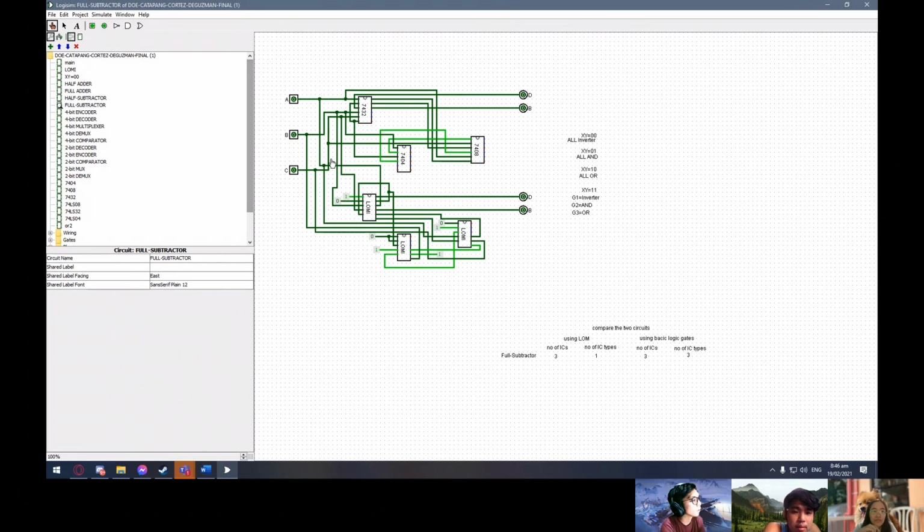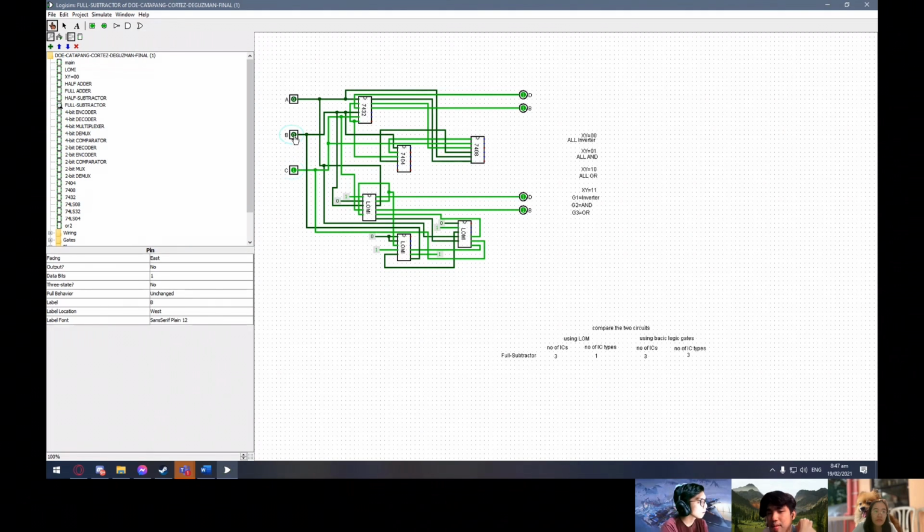For the full subtractor, it is a subtractor that has a lot of complex gates. By lighting one of the inputs, all of the outputs light up. For the B, one lights up, and for the C, all of them light up. But if we click all of the inputs, only one will light up.